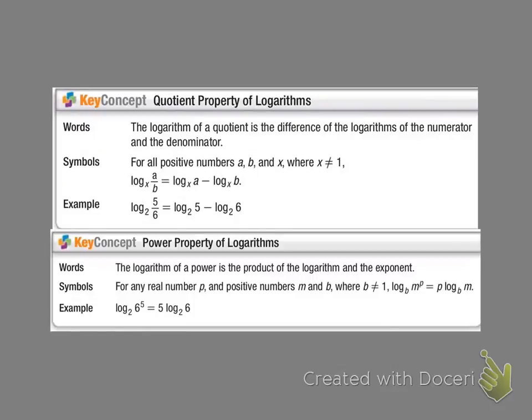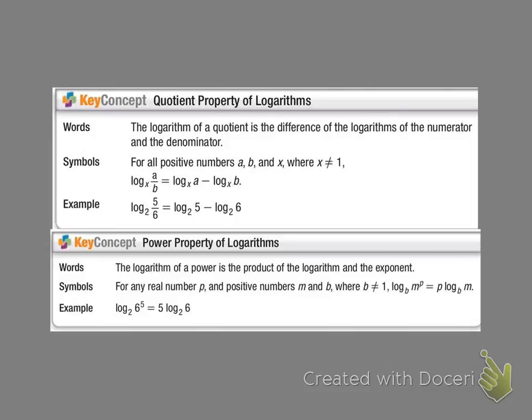Here are the other two. Okay? The other two, if you look at the names, you can figure out that they're pretty similar. The second one is the quotient property of logarithms. If you look down here at the example, for all positive numbers a, b, and x, where x does not equal 1, all the normal lingo that they have to say, log base x of a over b, it's a division, so the operation in between them is going to be what? Subtraction, right? Just how it was with the other one, right?